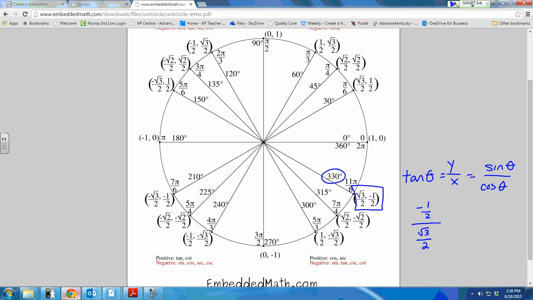If you look around the unit circle, this won't work because there's two negatives. This won't work because there's two positives. So it must be in the second quadrant. And so here's the same coordinate with the negative on the x. So the correct answer is 150.